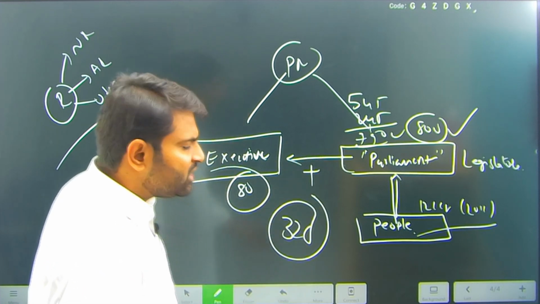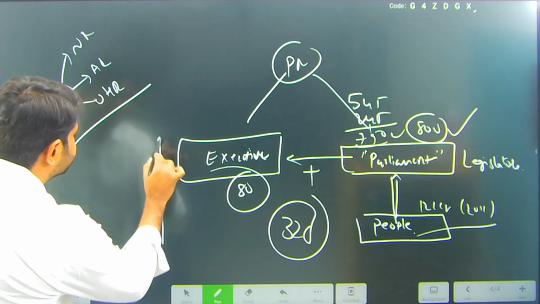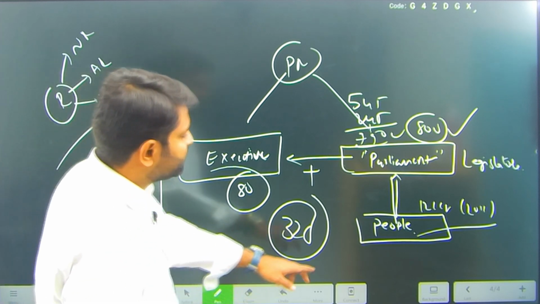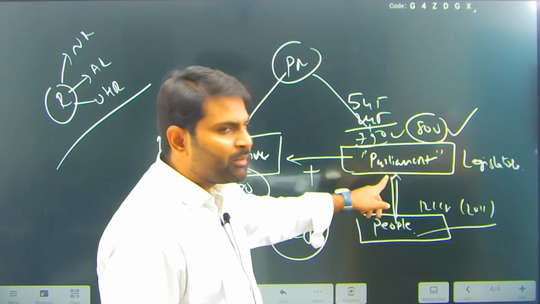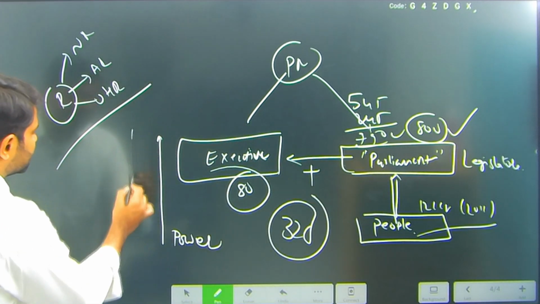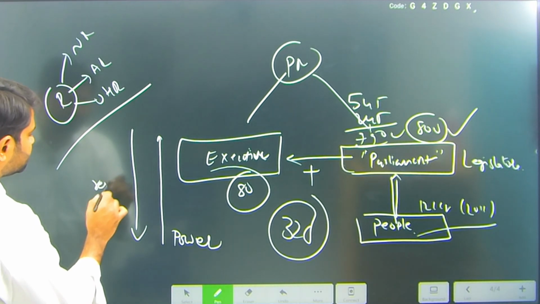This is what we have. Can you see this? Power is going up. Power is being transferred up. Power is transferred from people to parliament, parliament to executive, right? Power is going up, responsibility should come down.